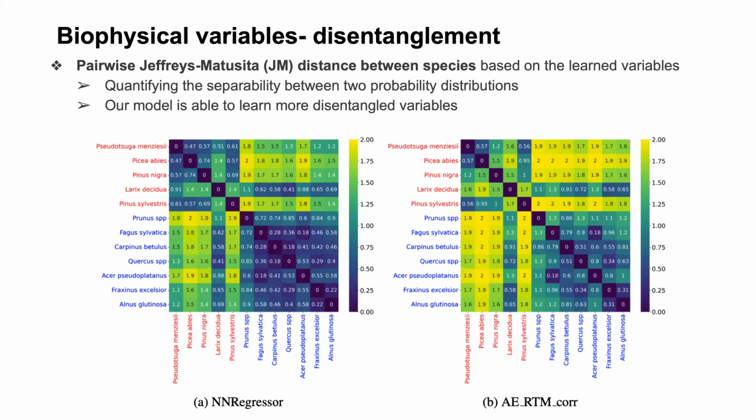The plot on the left shows the pairwise JM distance of the baseline model. The one on the right shows the one learned by our model. The red font represents the coniferous species, and the blue font represents the deciduous species. As you can see, the JM distance learned by our model is usually higher than the baseline model, which means that our model is able to learn more disentangled representations. Even within the forest type, where you can see some clustering group patterns for the coniferous forest or the deciduous forest and their JM distance is smaller, our model tends to learn more disentangled representations.